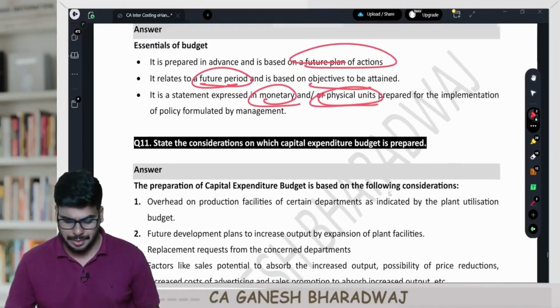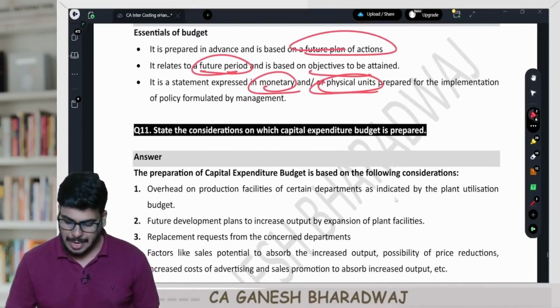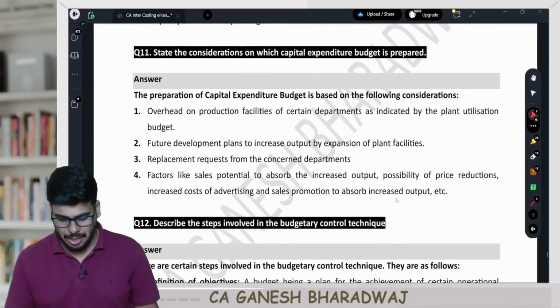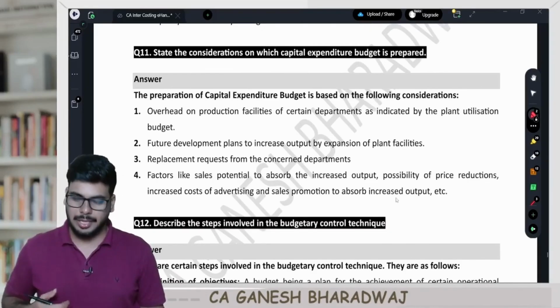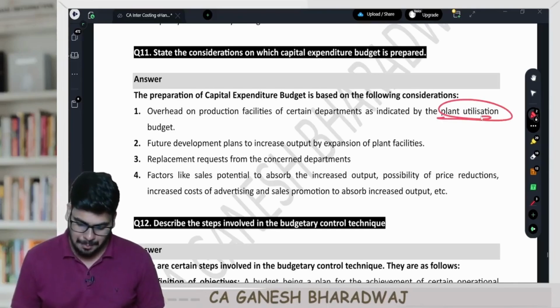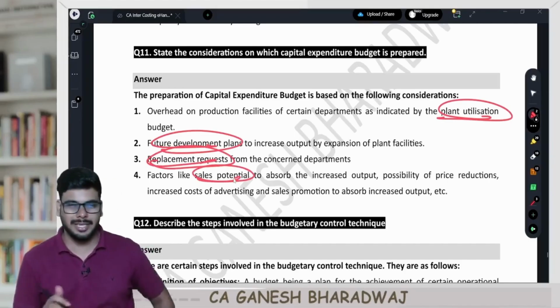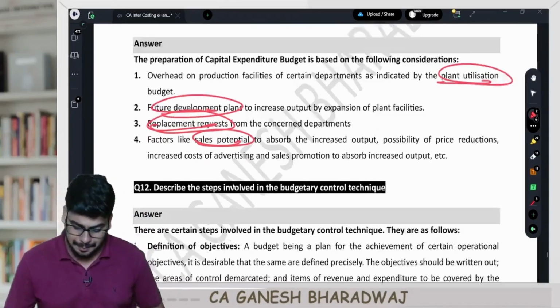Just very generic. Say the considerations on which a capital expenditure budget should be prepared. So when you're preparing a capex budget, what are the considerations that you need to consider? Think about the plant utilization, the future development plans, replacement requests, and sales potential and all these things. These are general points once again, right?